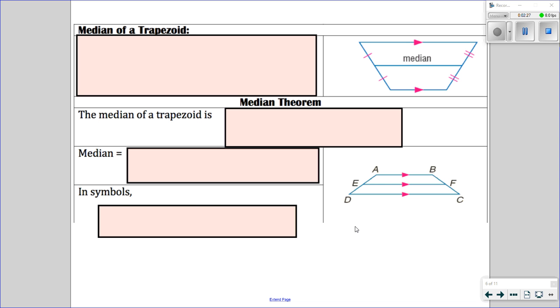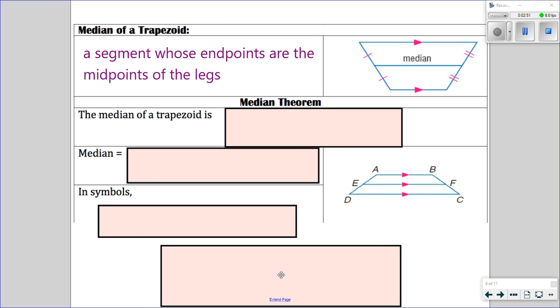When we talk about the median of a trapezoid, you hear the word median, middle. So the middle of the trapezoid. As you can see by the diagram, that line where it says median is at the center of the trapezoid. It's from the center of one of the legs to the center of the other leg. So the definition is a segment whose endpoints are the midpoints of the legs. You're starting at the middle of one leg and going to the midpoint of the other leg.